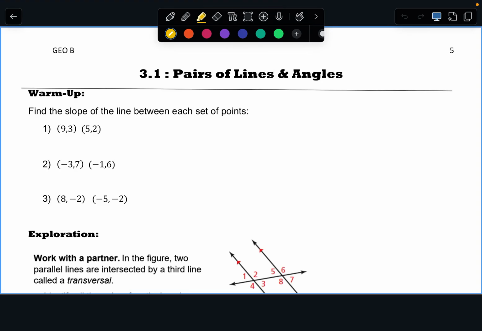Relate those using slope. Can someone remind me from last week what our formula for slope was? Yeah? Y2 minus Y1, okay, over X2 minus X1. Perfect. That is your slope formula. So what I want you to do is go through and label all of your points and find the slope of all three of these problems, okay? So find the slope between those 2 points. I'll give you just a few minutes to do that.